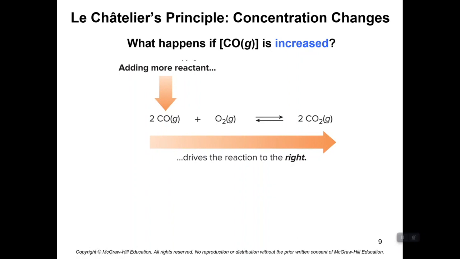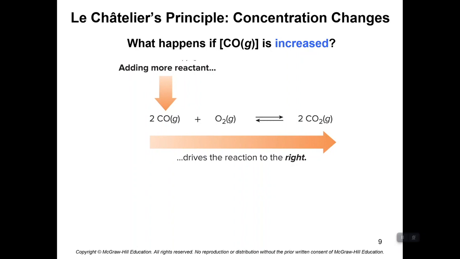All right, let's say I react these two and I allow my system to reach equilibrium. Now, once it's at equilibrium, let's say I decide to add more carbon monoxide. What is going to happen to my reaction? Well, if I add more carbon monoxide, I now have excess carbon monoxide that can react to make product in order to reestablish that equilibrium.